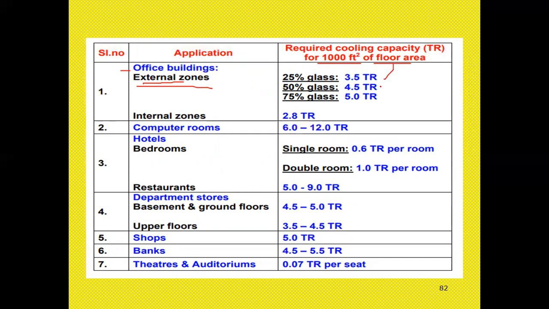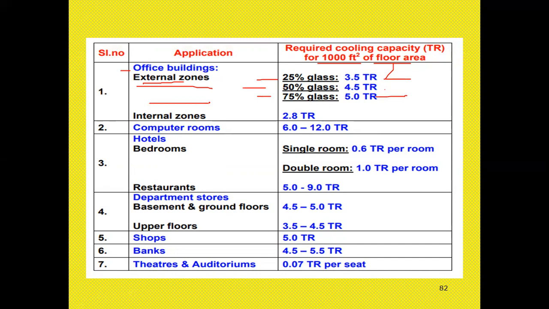In office buildings, sometimes you can see glass doors on four sides, glass mirrors, glass windows. Sometimes you can see two sides only, sometimes only one side. So based upon the total amount of glass you are using out of concrete, if it is 25% glass we are using 3.5 TR. If it is 50% glass, we are using 4.5 TR. If it is 75% glass, we are using 5 tons of capacity.